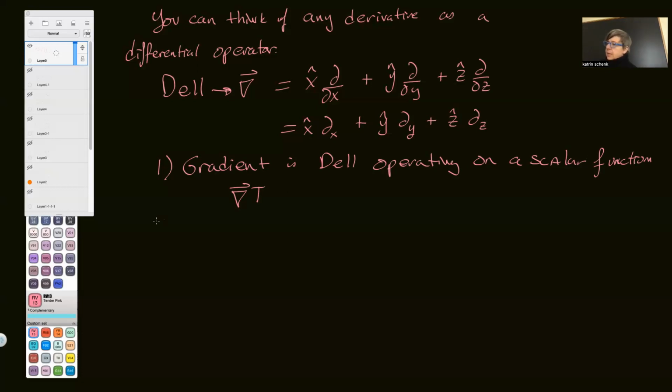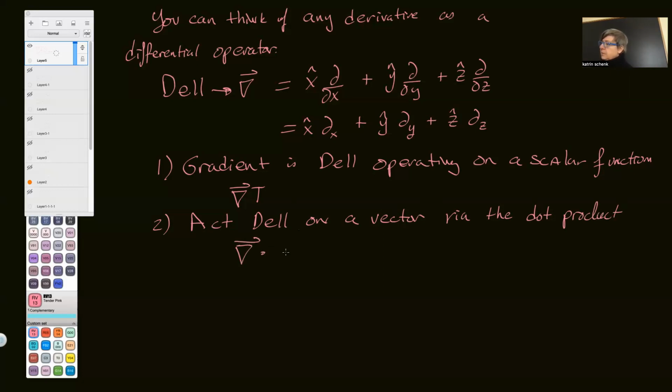And then, as we just discussed, you can act del on a vector. There are two ways to do that. One is via the dot product, and that would be the divergence. That's called the divergence. So I should have put divergence here first, sorry, my bad. Del dot A, divergence.